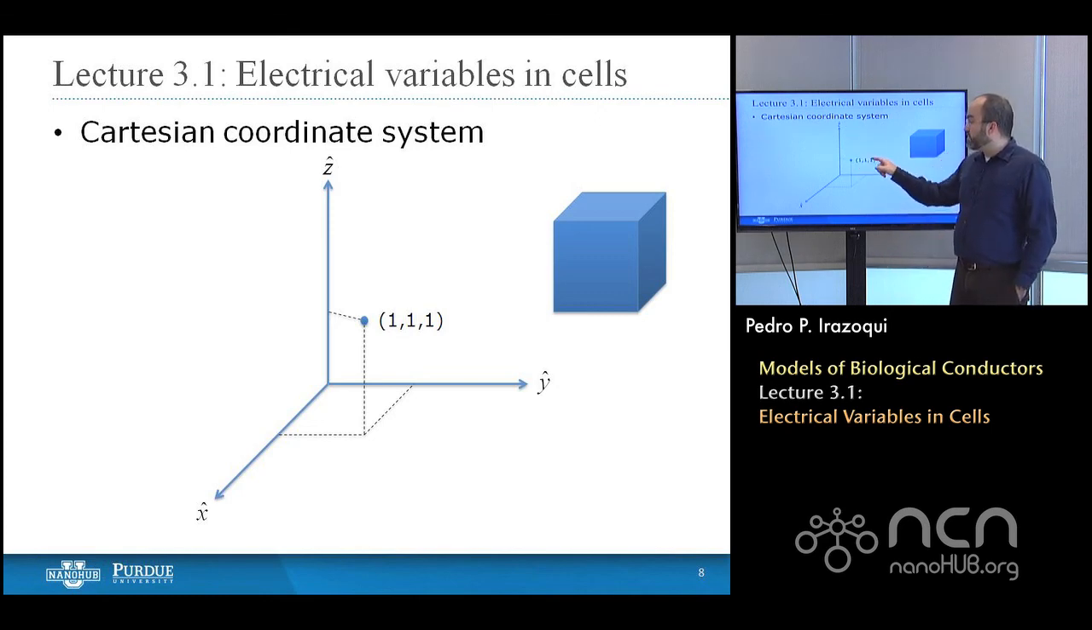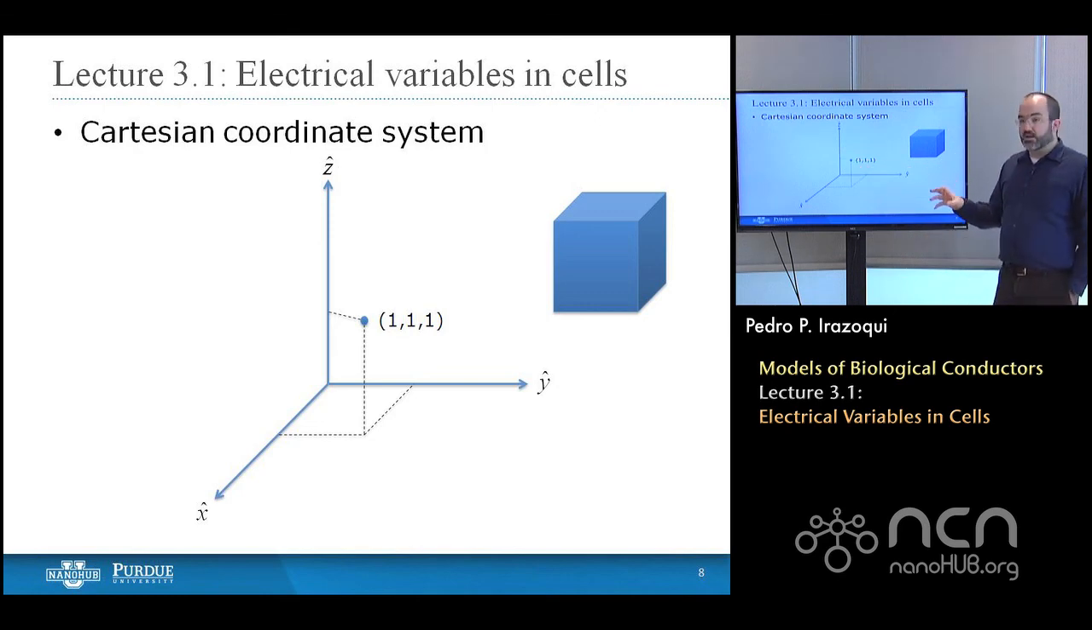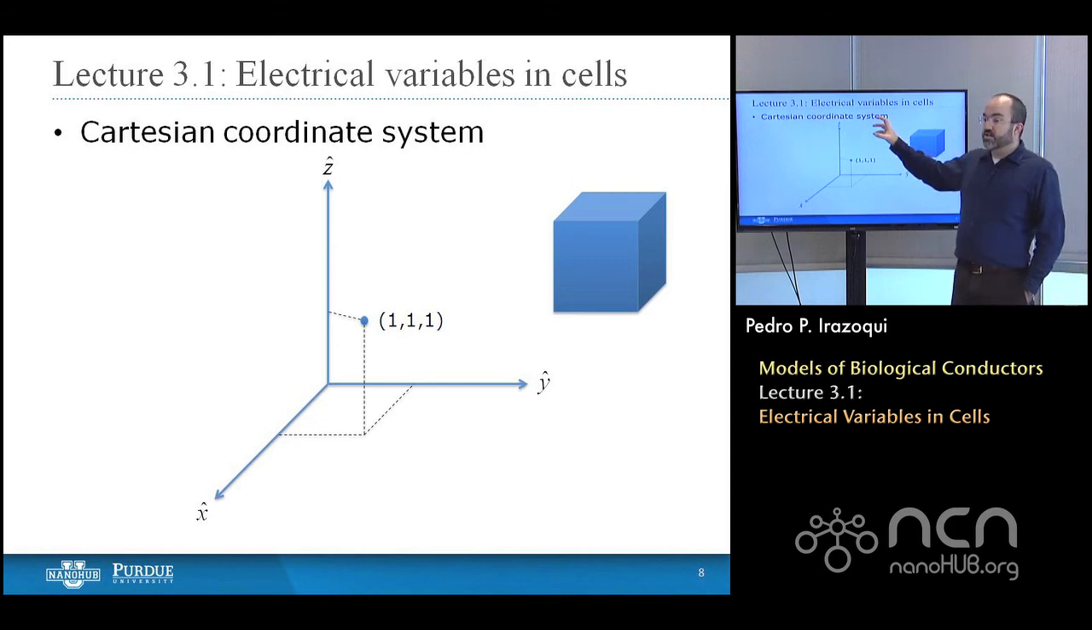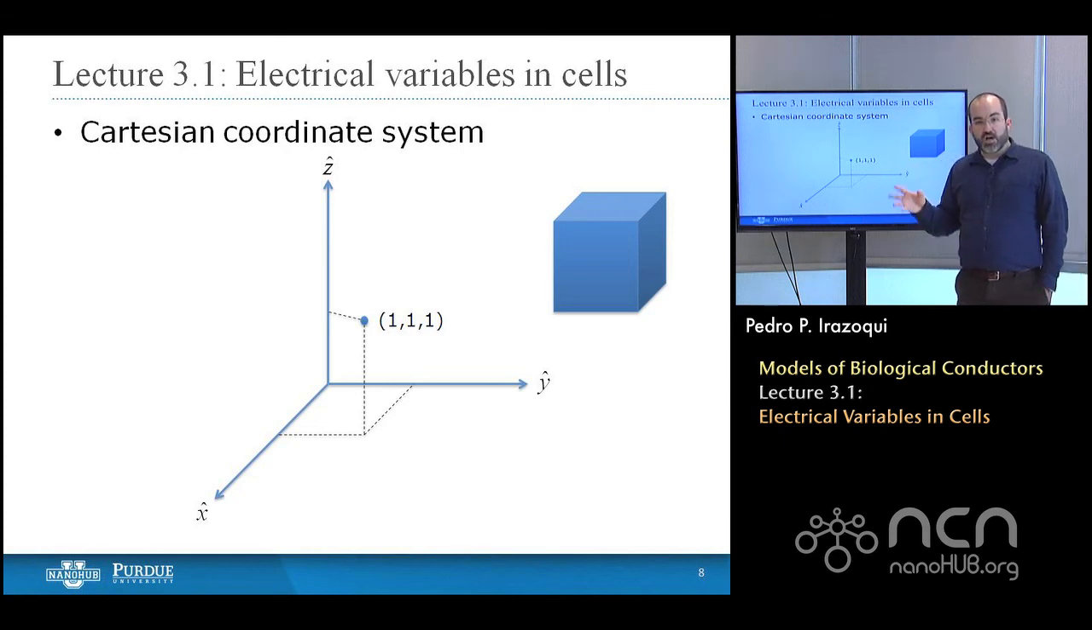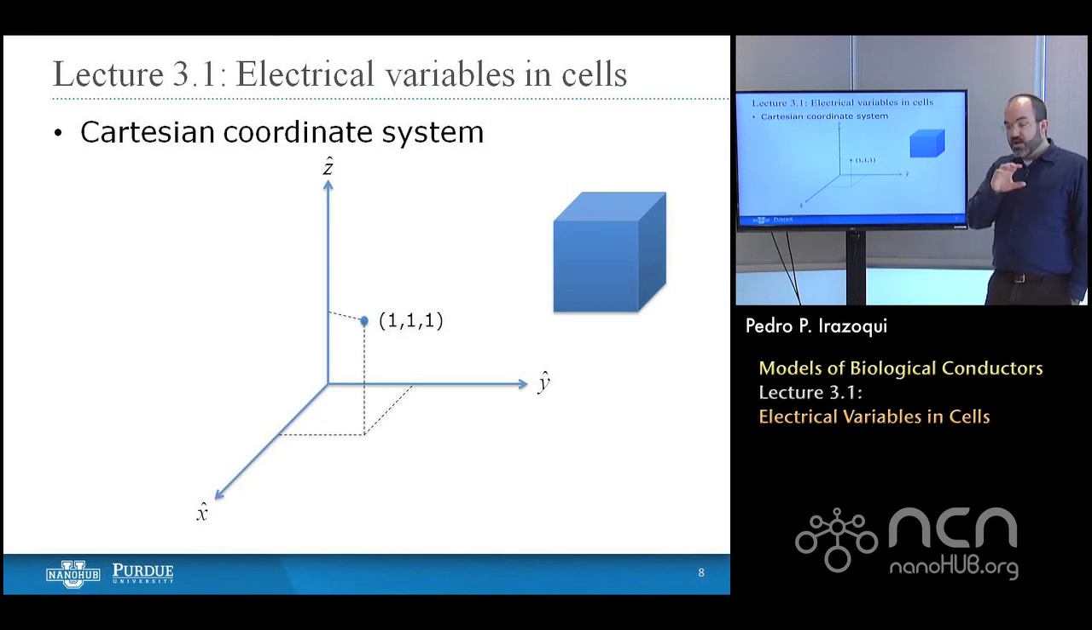So if you had coordinates of 1, 1, 1, you would be describing a point in space that was located at 1 on the x-axis, 1 on the y-axis, 1 on the z-axis. And this works very well for describing rectangular objects, which is why it's sometimes known as the rectangular coordinate system. And rectangular objects, typically man-made constructs, are all fine and well, but they're not what we're interested in this course. What we're talking about in this course has curves.